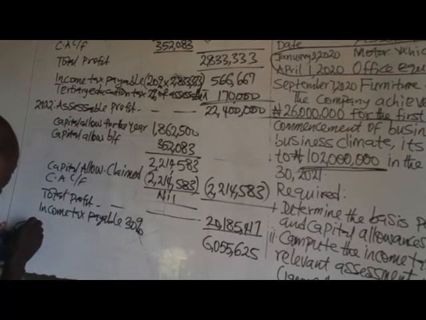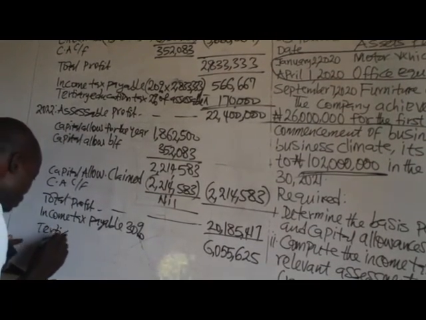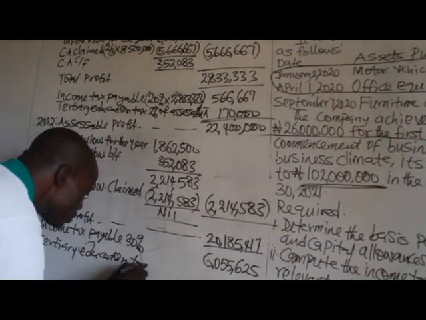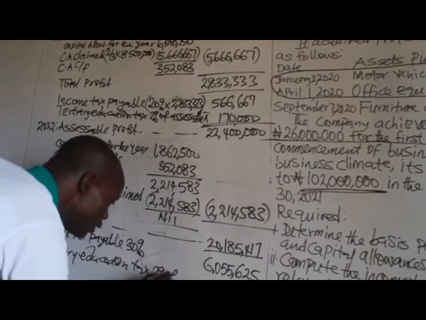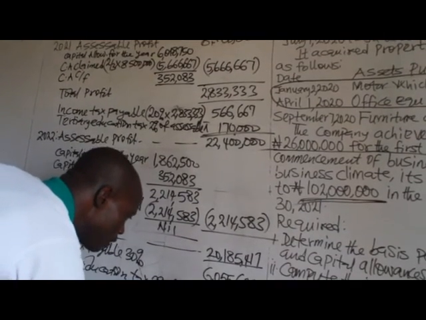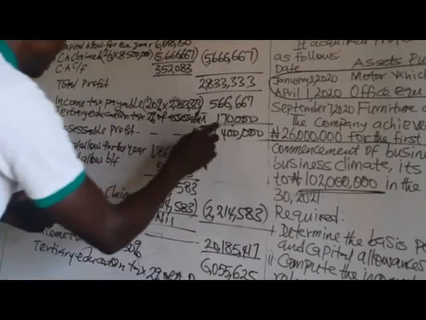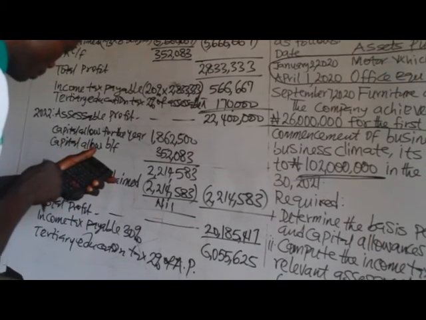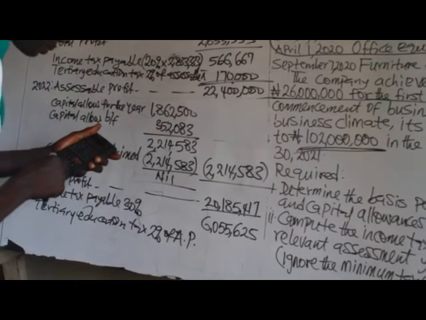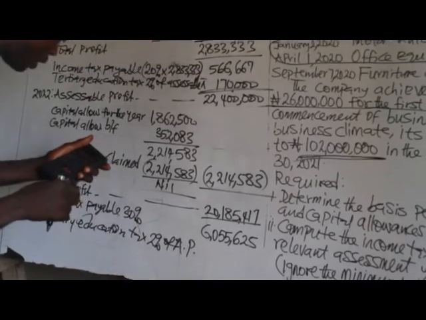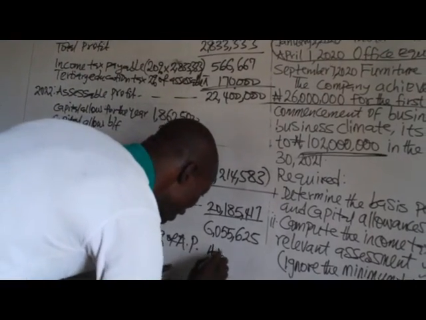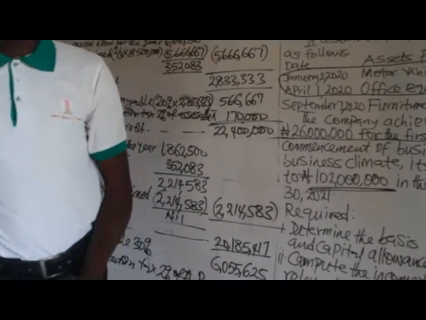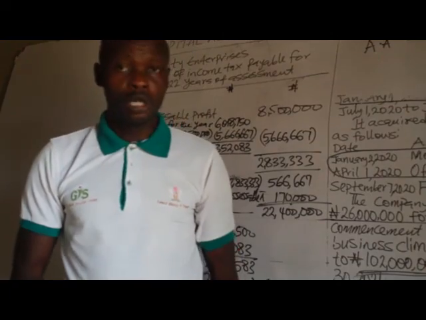So the tertiary education tax is 2% of assessable profit. Our assessable profit is 22.4 million. 2% of 22.4 million gives us 448,000. So this is the end of the solution to the question.